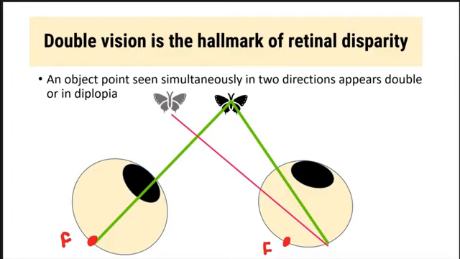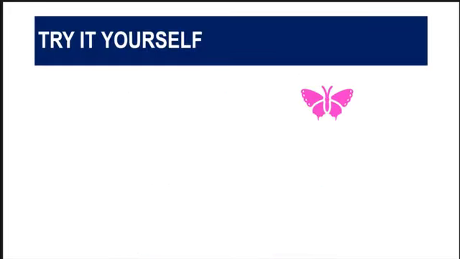And therefore, we can say that double vision is the hallmark of retinal disparity or non-correspondence. So whenever there is correspondence, you have single vision. Whenever there is non-correspondence, you will have double vision. So we can say single vision is a hallmark of correspondence, whereas double vision is a hallmark of retinal disparity or non-correspondence. So now let us do an experiment.